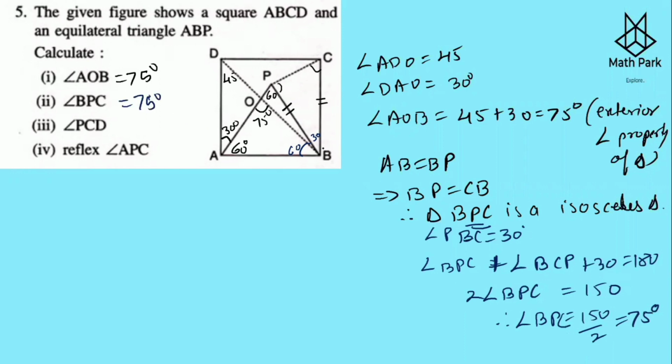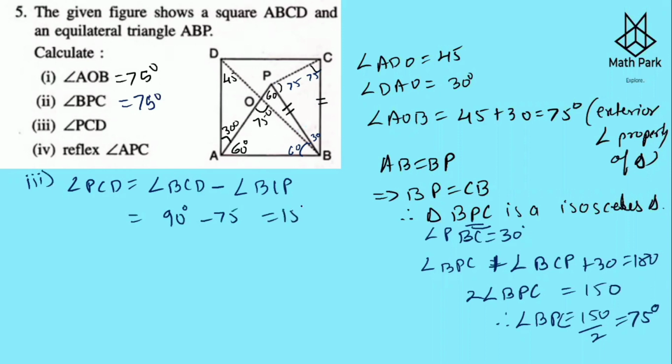Let us proceed to find angle PCD in triangle PCD. Now this is 75. So let us move for the third one. We know that angle PCD is equal to angle BCD minus angle BCP. And we got BCP as 75. So we get angle PCD is equal to angle BCD, which is the angle of a square, 90, minus 75. This is how we get this as 15 degrees.